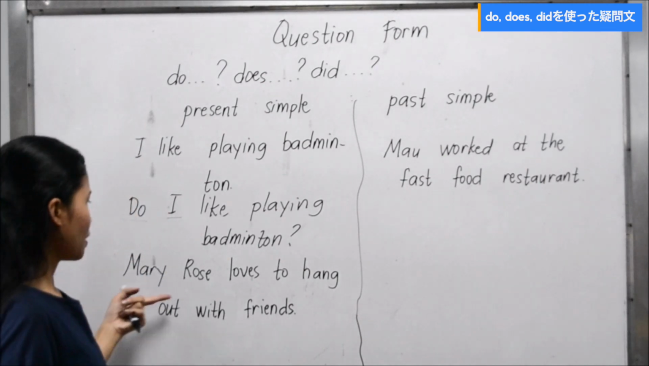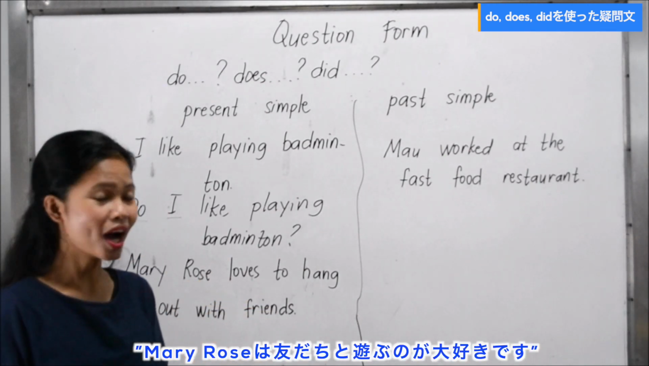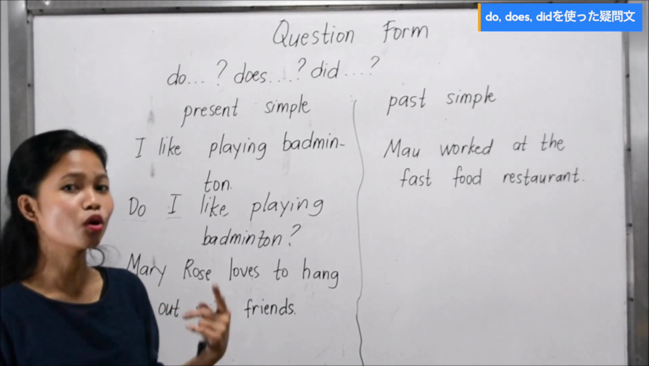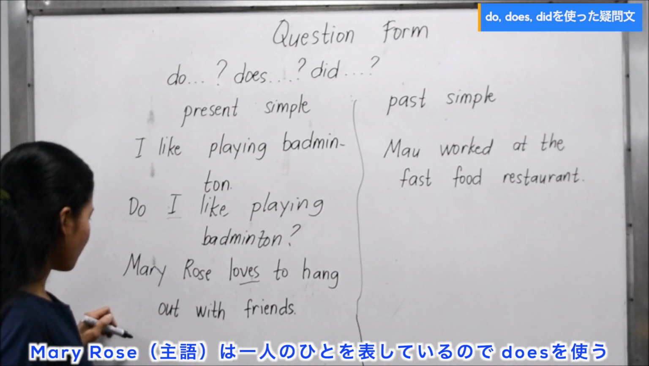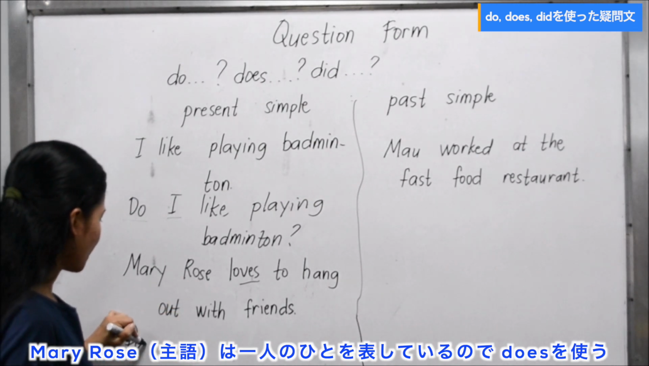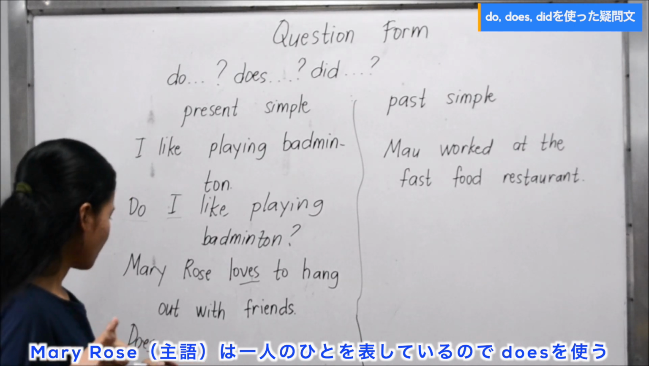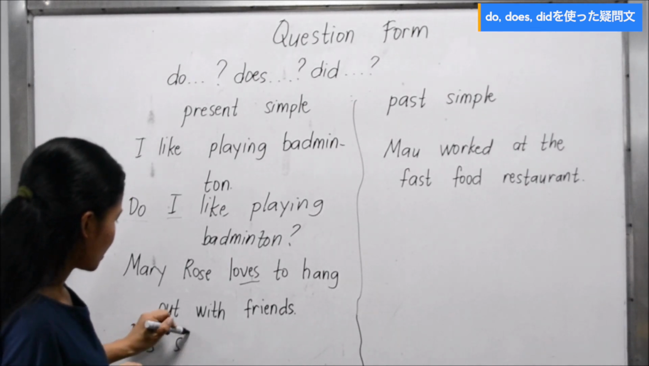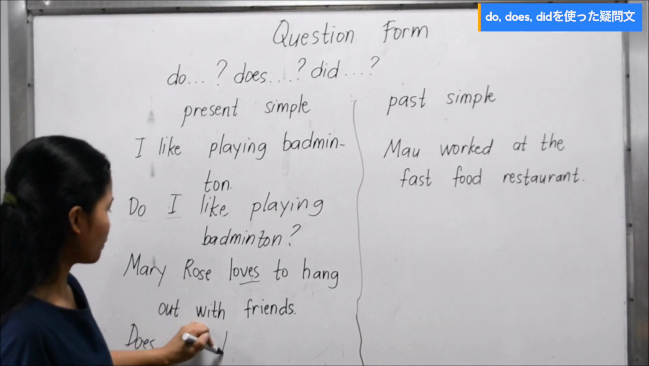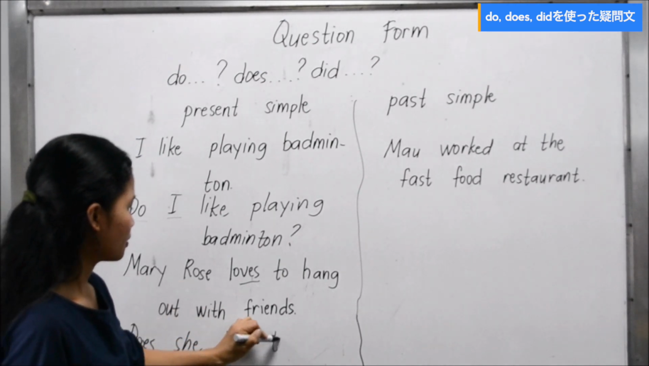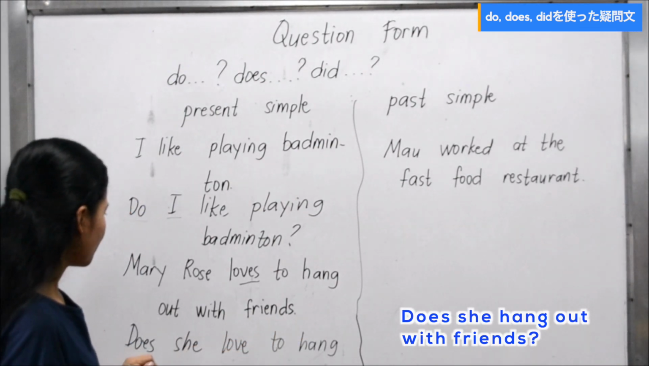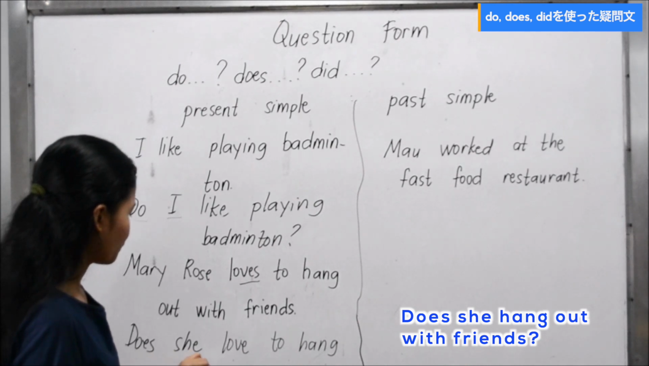Next, Mary Rose loves to hang out with friends. Now, Mary Rose is only one person. So, in making the question, we have to use does because it's only one. So, does she, or we can say does Mary Rose love to hang out with friends?